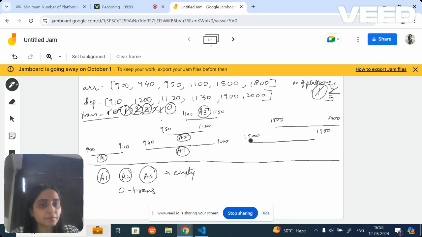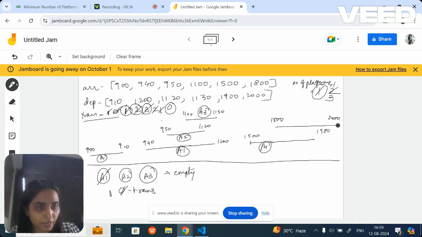Now there comes a train at 3 o'clock. Let me check, is there any platform empty? Oh, there are three platforms. Is there any train on those platforms? No, none of the trains are there. So okay, I'll take the first one, let me take A1. Then another train comes at 6 o'clock. It checks. Now this platform is not empty, and you have one train already there.